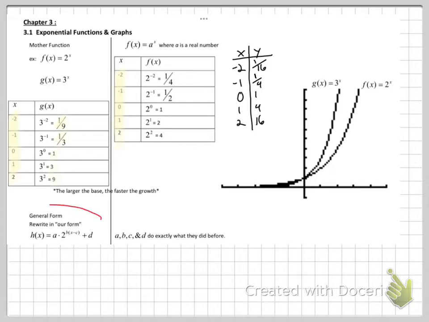Our general form or our graphing form is written down here, and A, B, C, and D do exactly what they did before as far as stretch, compress, left, right, up, down, all of that stuff from the front of this chapter, from the transformations page of this chapter, I should say. So we will start with an example on my next page.